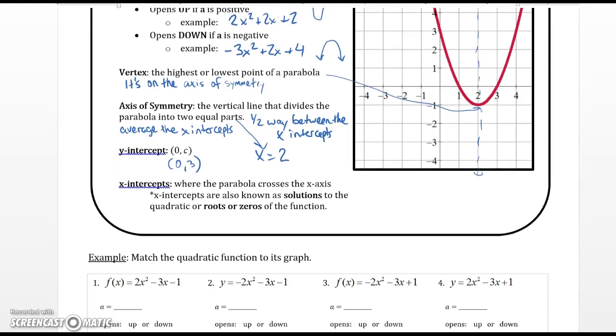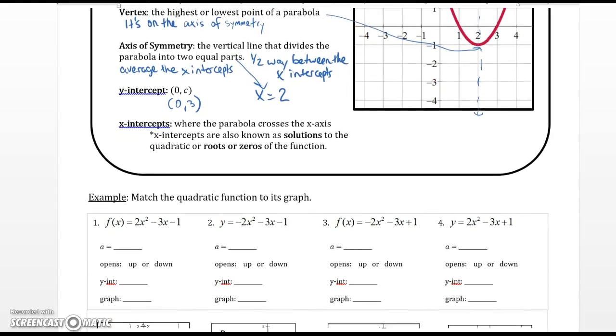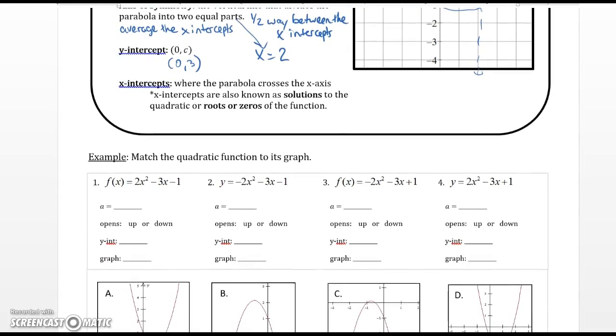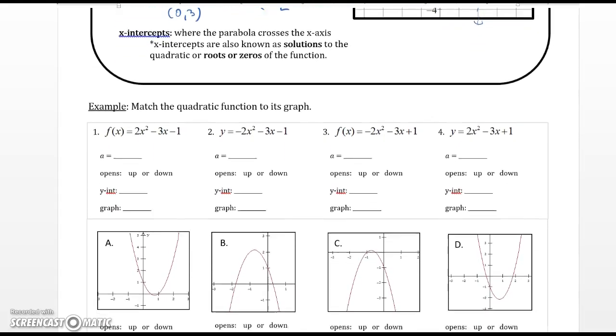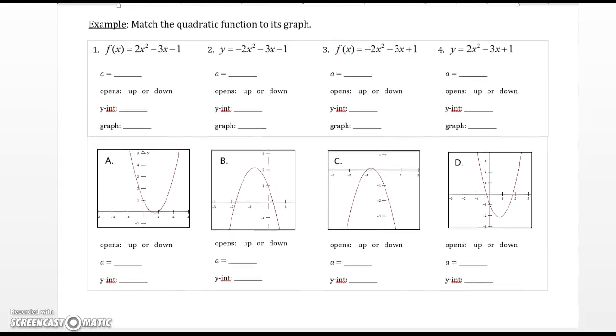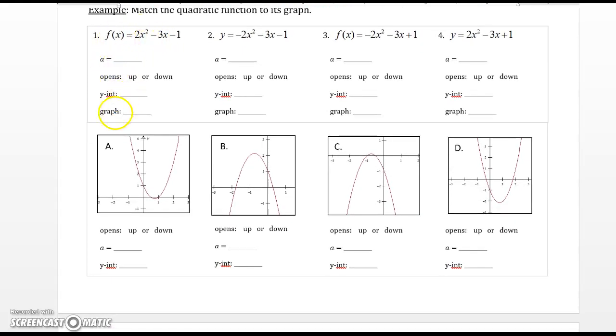Alright, coming on down here. We're doing a couple different things on matching at the bottom, and I'm going to do a little bit and have you work through the rest of the matching. First thing you are doing is looking at the equation and filling in this information. The A is going to be this first term, so the A is 2. Since A is positive, this parabola is going to open up. The y-intercept comes from your C value, so the y-intercept is going to be negative 1. Then you can match that up with a graph.